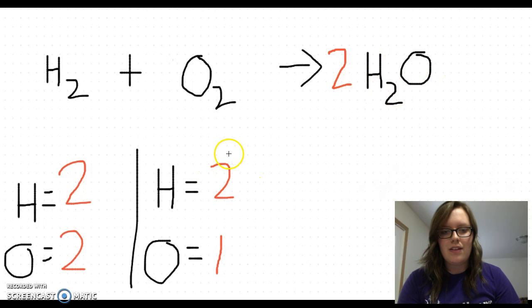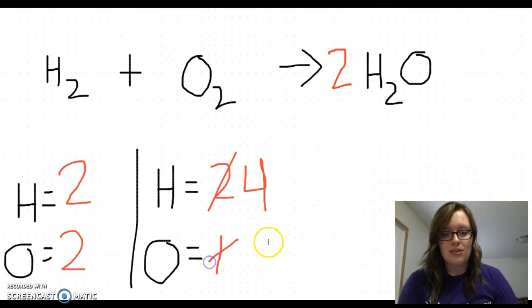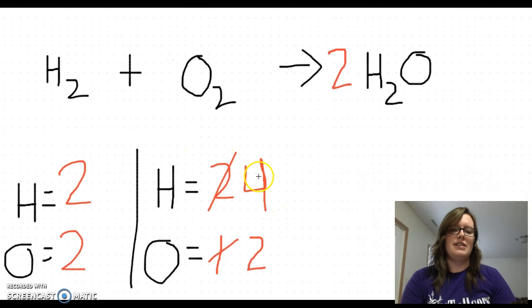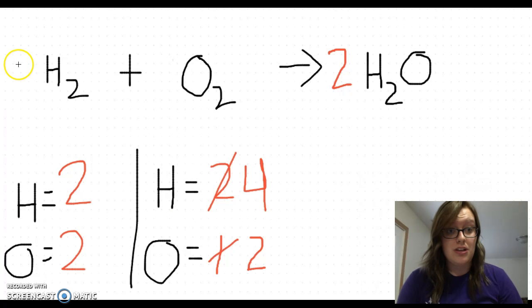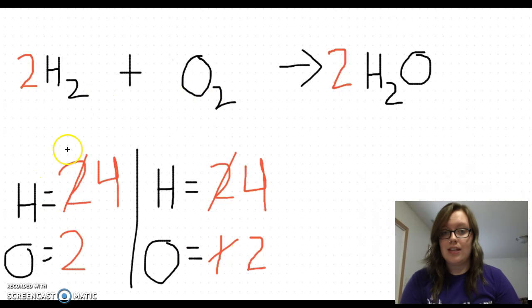So now on the product side, our H is 4 because whenever we put a coefficient, we multiply it by whatever's previously there, so that's 4. And the O now has 2. But now the H's are different on both sides. So we need to add another coefficient on the reactant side, another 2, so that it now has 4, and that shows that the chemical equation is now balanced.